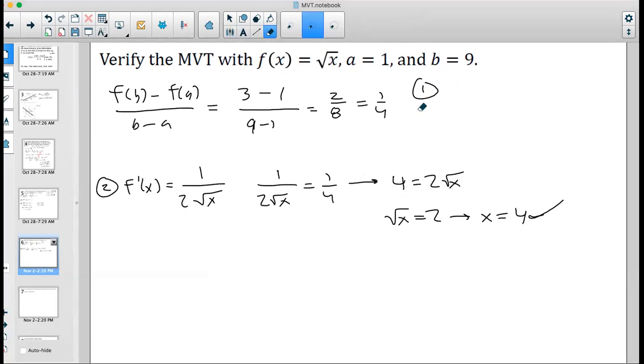And I say you check that it is and you're good, but it's going to be. The mean value theorem guarantees that there's going to be an answer to this, and it happens to be 4 here. And this square root of x equals 2 only has one answer, so this is the only place where it happens.